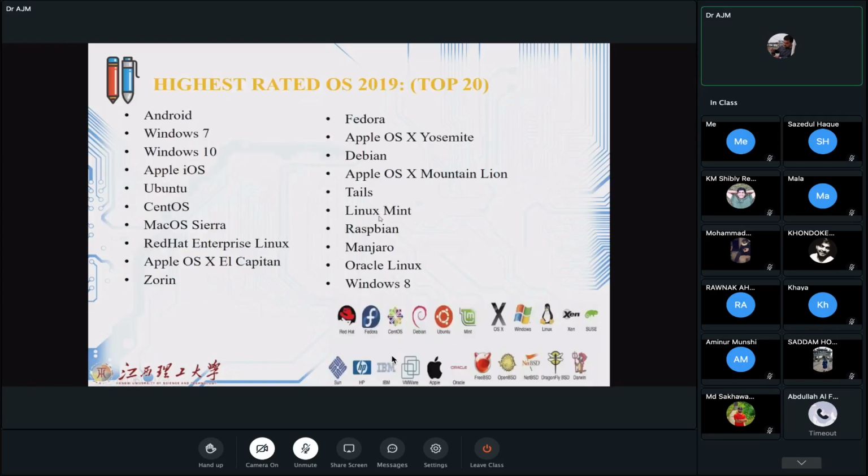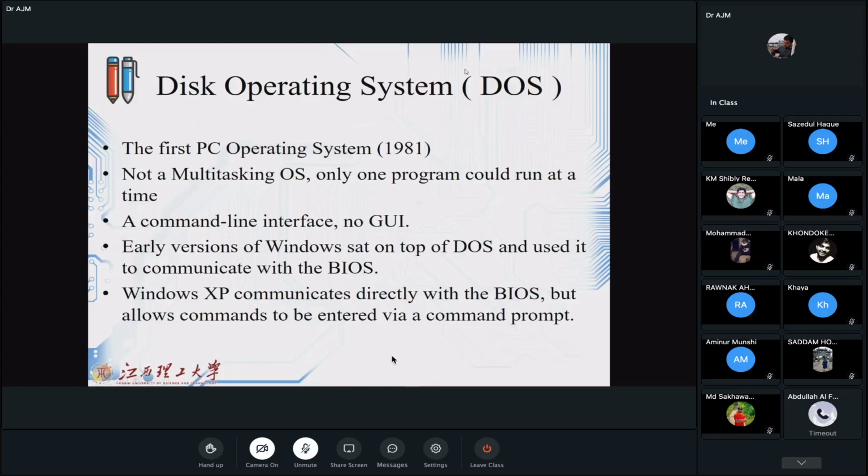But from the OS part, I think everything starts from this. DOS was the main part, and the first PC using an OS was this one. And the problem for DOS was that it was not multitasking, and only one program could run at a time. That was something like the Linux things that you would do. I don't know how many of you worked with DOS, but in our time, we started with DOS.